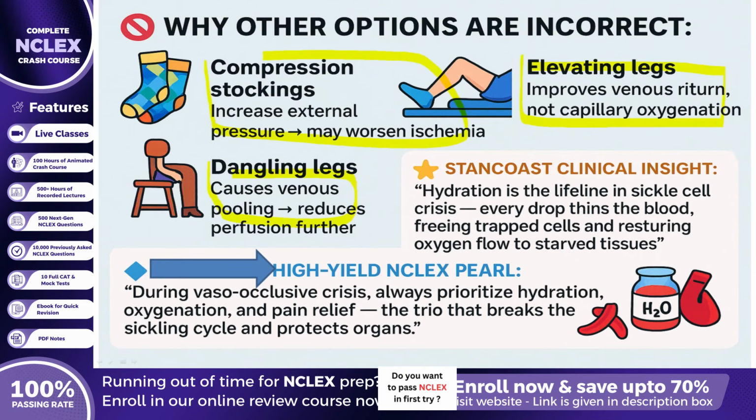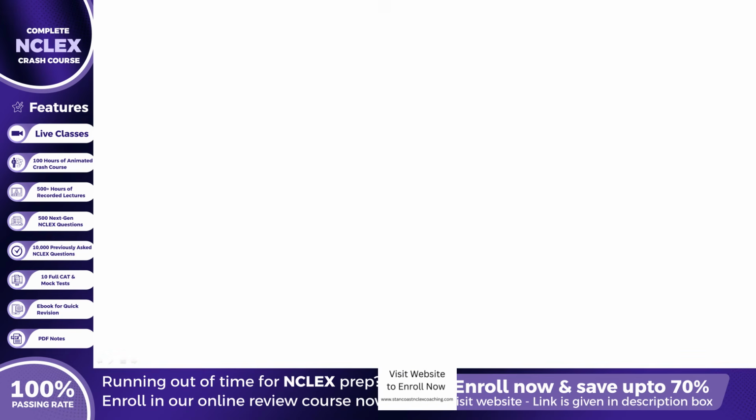Transitioning now to our Stand Coast clinical insight, think of hydration as the lifeline in sickle cell crisis. Each drop dilutes the thickness of the blood, freeing trapped red cells and reviving oxygen flow to starved tissues. And now for the Stand Coast high-yield NCLEX Pearl. During a vaso-occlusive crisis, always prioritize hydration, oxygenation, and pain relief. These three interventions work together to break the sickling cycle and protect organ function. Fluids restore perfusion, oxygen halts further sickling, and analgesia reduces metabolic demand and stress.